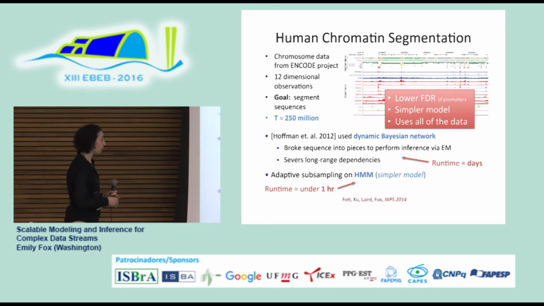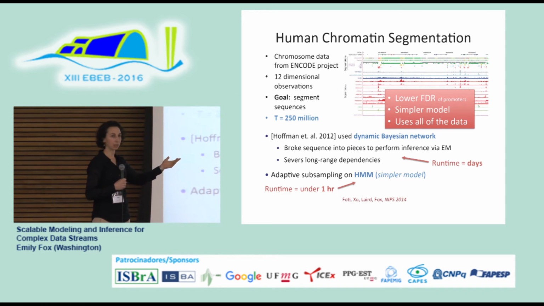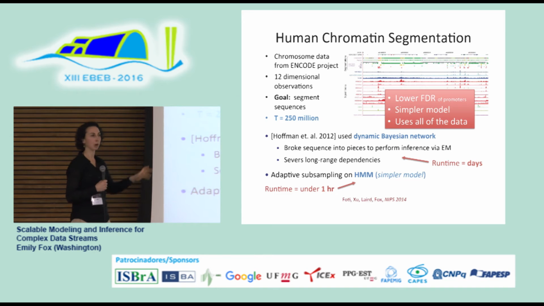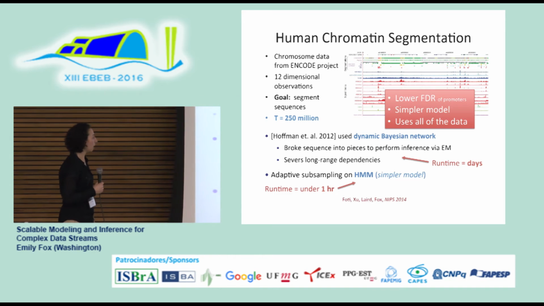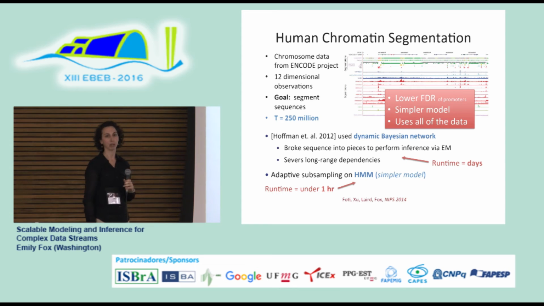A previous approach looking at this data used a dynamic Bayesian network, a more complicated model than what we're looking at. Because of the complexity of inference, and also obviously the size of this data set, they just severed the sequence into little subsections and analyzed each completely independently. And their code was highly optimized and parallelized across machines, and it still took days to run.